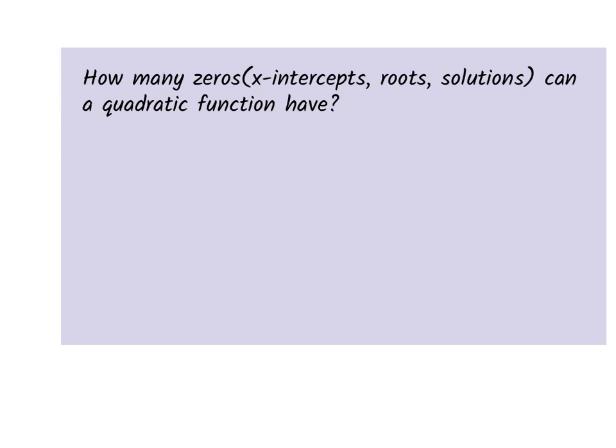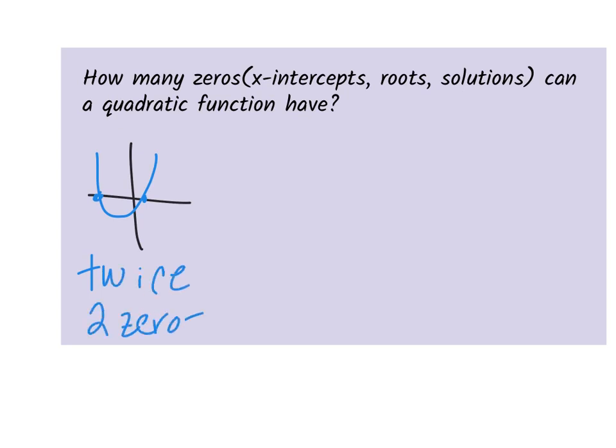Okay, so in our first example, we said it could cross twice. Hang on, I got rid of my blue color. Okay, so it could look like this. It crosses once, twice. So it could cross twice, in which case it would have 2 zeros, or 2 solutions, or 2 x-intercepts, or 2 roots.